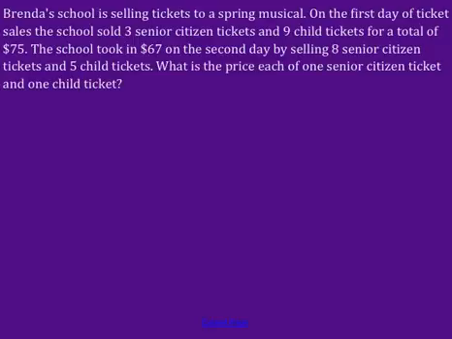Brenda's school is selling tickets to a spring musical. On the first day of ticket sales, alright, here's what I got. That doesn't show up. How about this one? 3 senior citizen tickets. So I'm going to do 3x and 9 child tickets. So 3x plus 9y equals $75. The school took in $67 by selling 8 senior and 5 child tickets. What is the price?